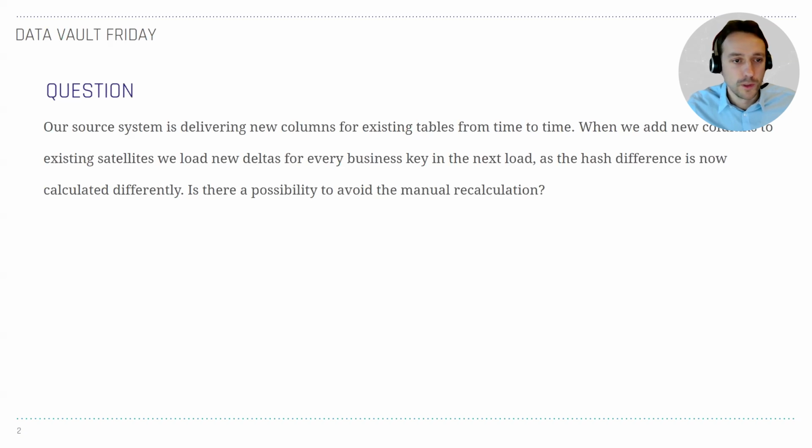So manual recalculation means basically to change the existing hash diff for existing objects or records in the satellite. And yeah, that's a common issue in many projects. I would say in almost all projects, as a source system is not static. The structure is frequently changing. And the short answer basically is yes. So it's possible to reduce the manual effort to nearly zero, or to zero, actually. So yeah, let's have a look into it.